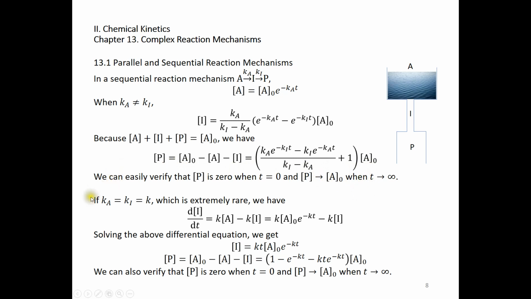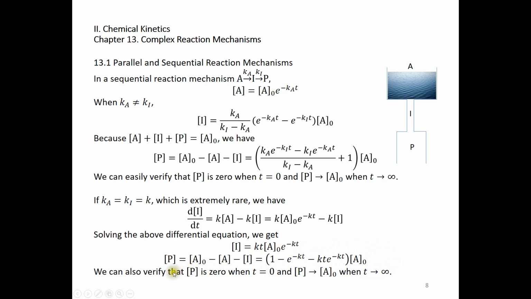Now, this is extremely rare. What if Ka equals Ki? We're going to just use K to denote both Ka and Ki. We have this equation, and we can rewrite this equation to here because A is A naught times e to the power of negative Kt. And we can solve this equation: I is Kt A naught e to the power of negative Kt. And P is simply A naught minus A minus I.